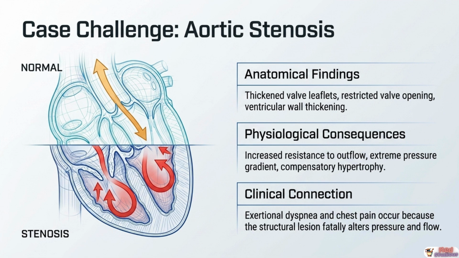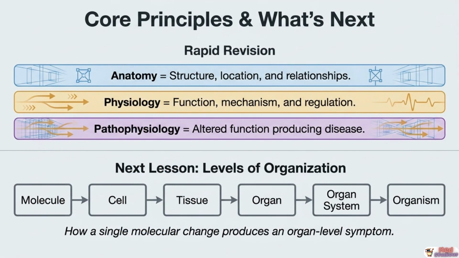Anatomy identifies what is abnormal. Physiology explains why the patient becomes symptomatic. This is the structure-function method in action. Let us finish with 4 statements. Anatomy studies structure, location, and relationships. Physiology studies function, mechanism, and regulation. Structure and function are integrated. Specialized form supports specialized activity, while repeated functional demand can remodel structure.